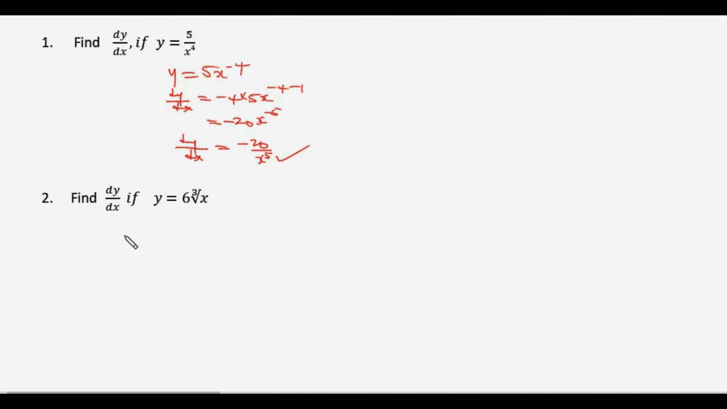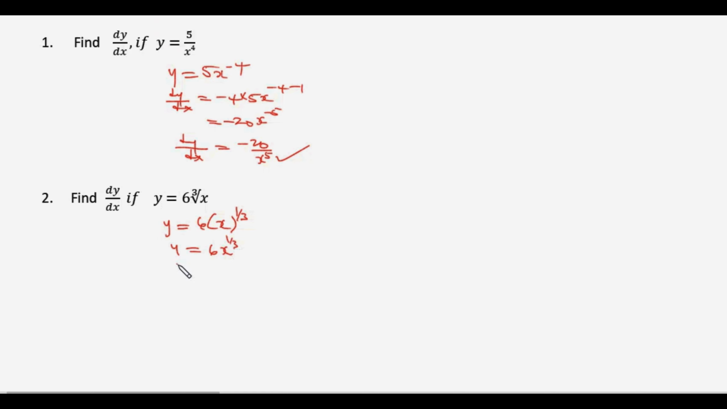So let's move on to the other question, which is this: y equals 6 cube root of x. So we write y is equal to 6, and then we write x. Cube root means 1/3. We write 1/3 here. So here we're going to differentiate again, dy/dx, differentiate with respect to x. We can write this as y equals 6x raised to the power 1/3.